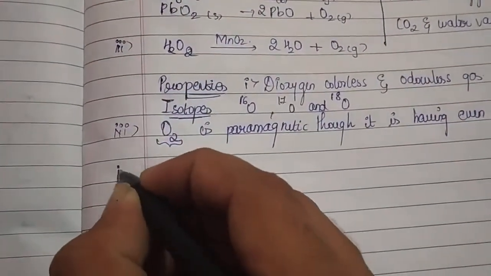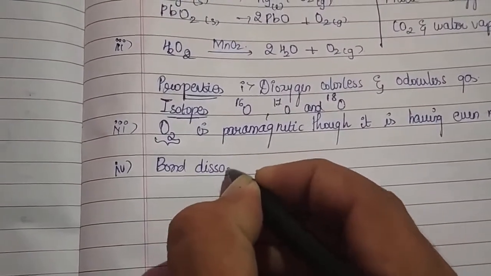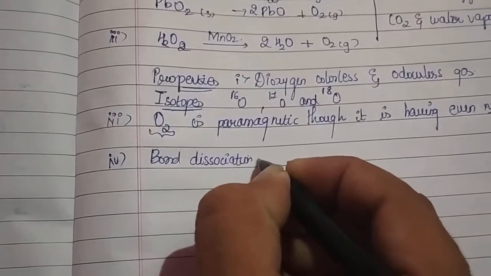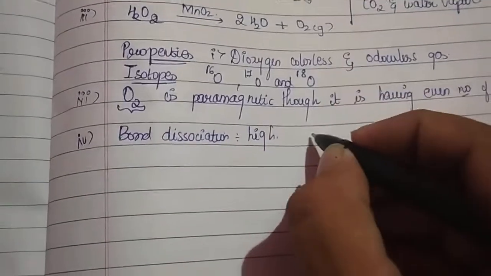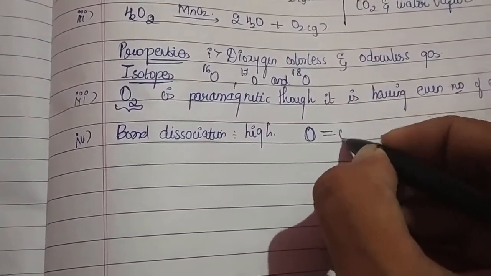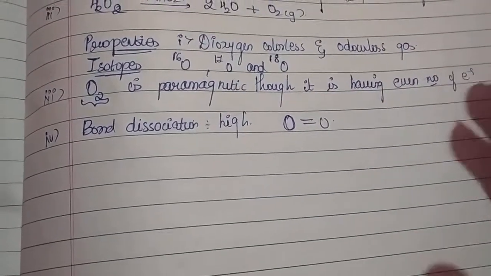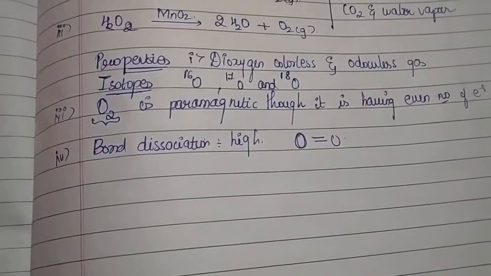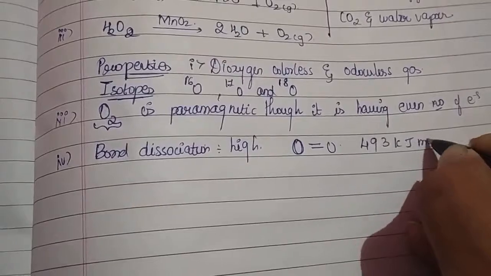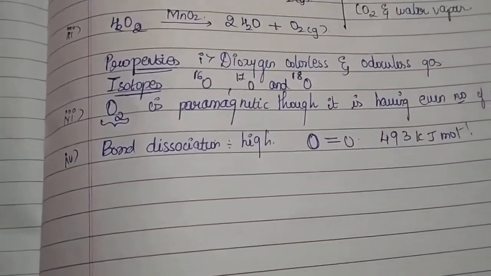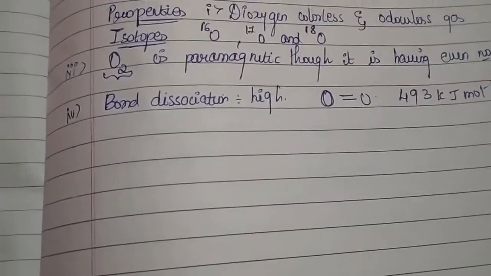Coming to its bond dissociation enthalpy, do remember the bond dissociation enthalpy of dioxygen is very high. The reason is that the bond existing between the oxygen atoms is a double bond, and in order to break that bond, an enormous amount of energy has to be supplied, nearly 493 kilojoules per mole. That is the reason we say the bond dissociation enthalpy of the oxygen double bond is very high.